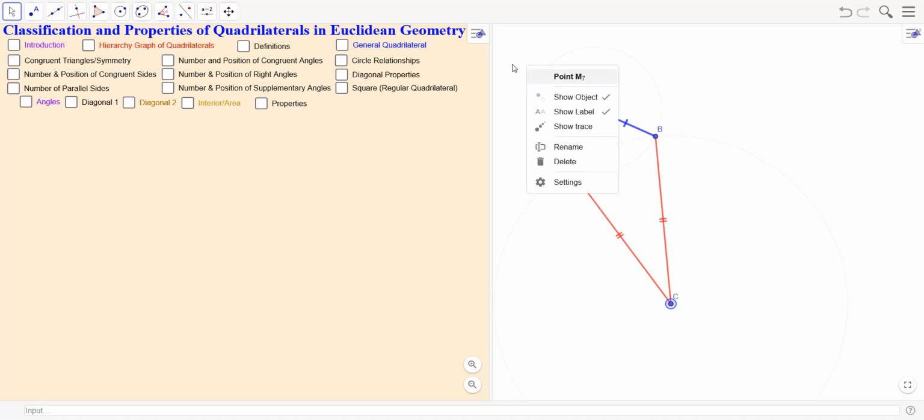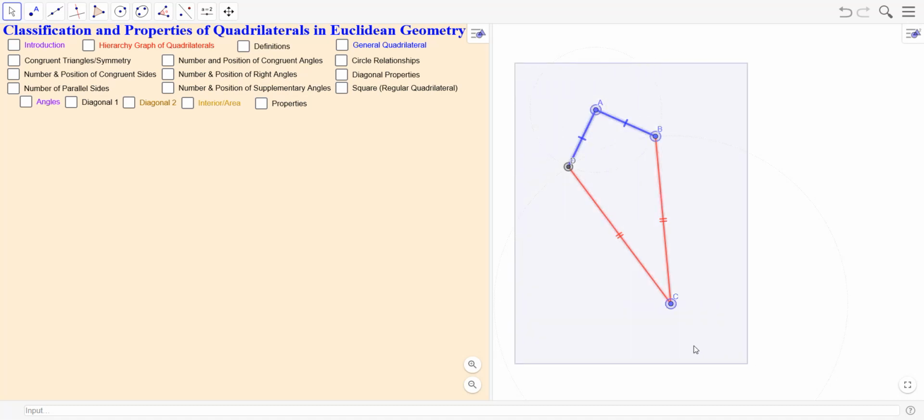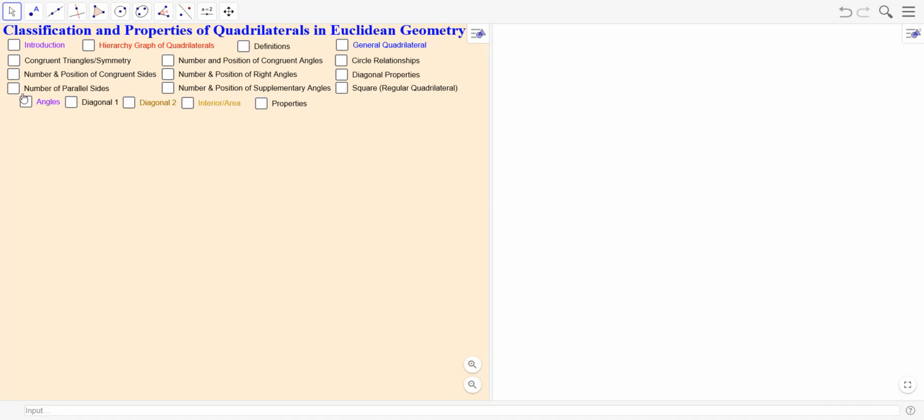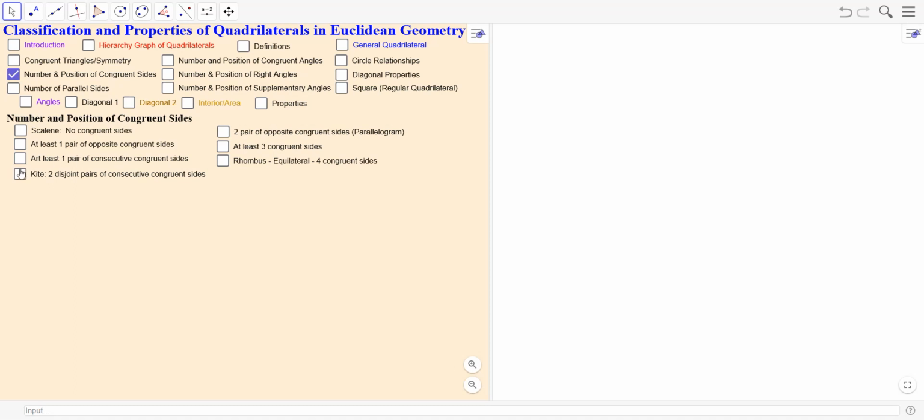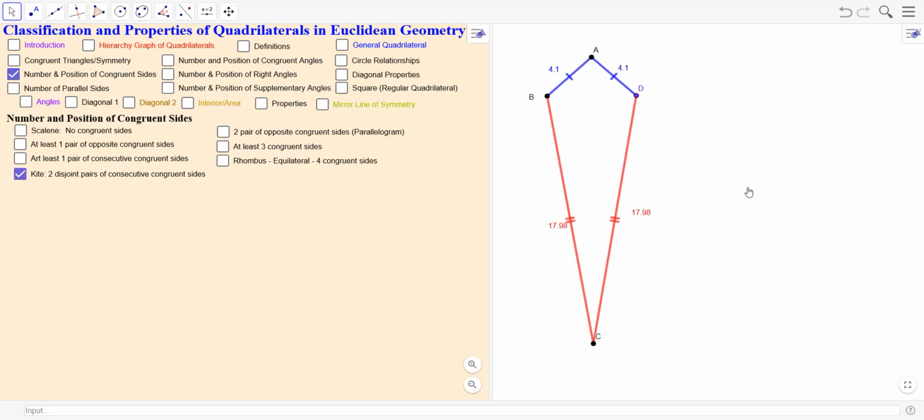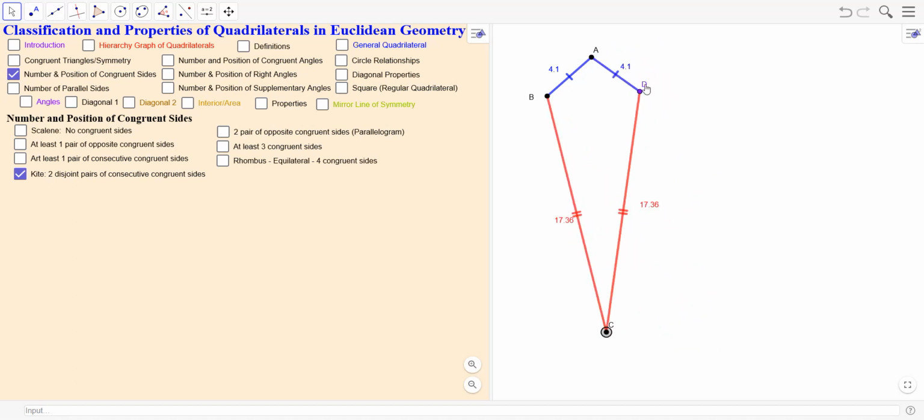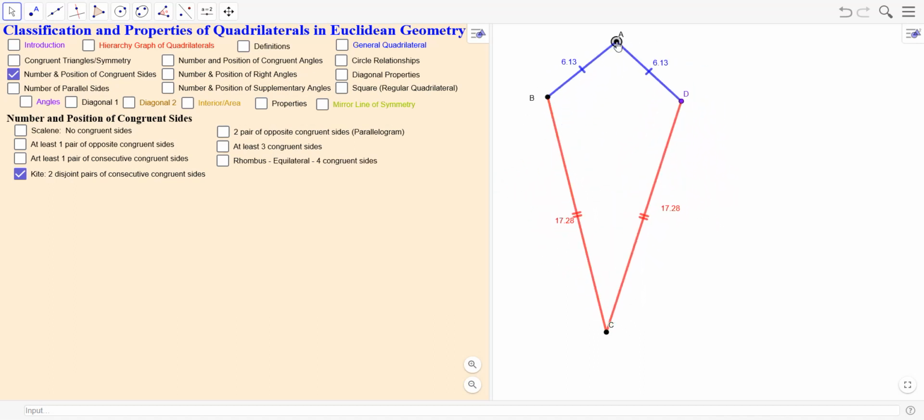I actually already have this thing constructed with the measurements done, so I'm going to go ahead and do this. I'm going to go to Kite, two disjoint pairs of consecutive sides that are congruent. Here's one where I've already got the sides measured, and it's constructed more or less the same way as the last one here. Okay, and here I can measure the angles as well. Do you notice anything about those angles? Here I've got them measured in radians. You can measure them in degrees instead.